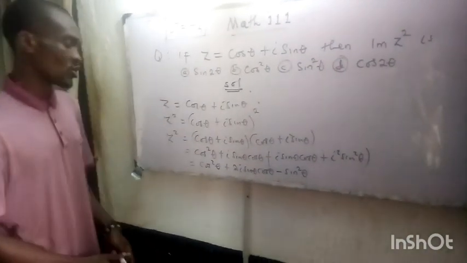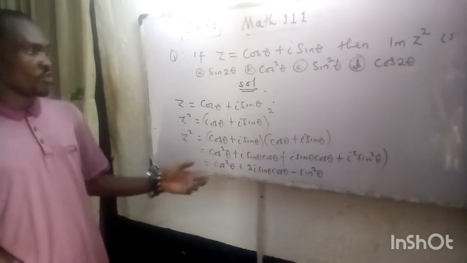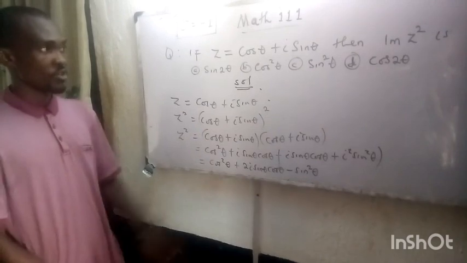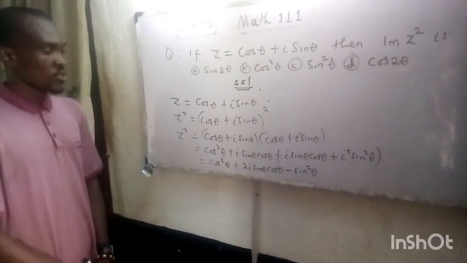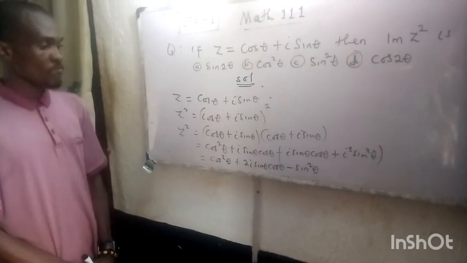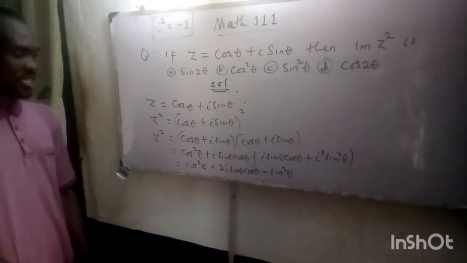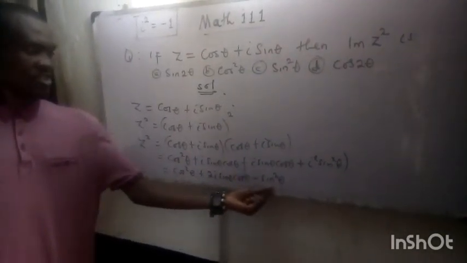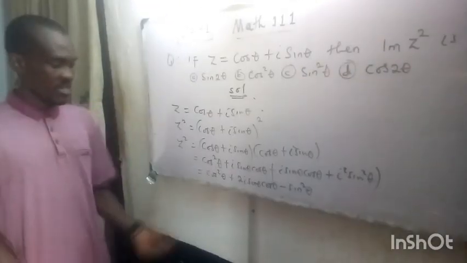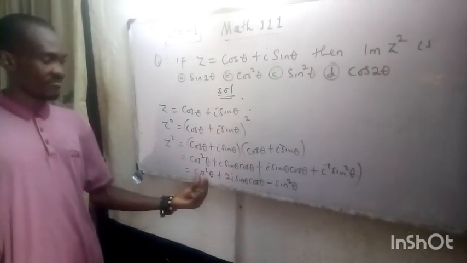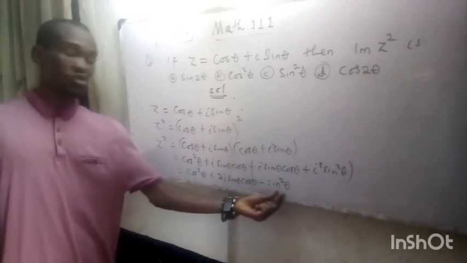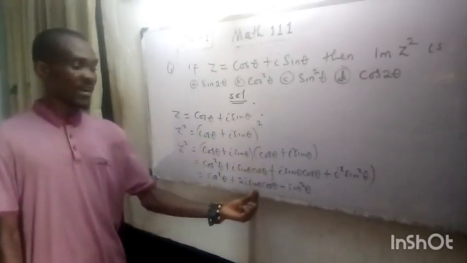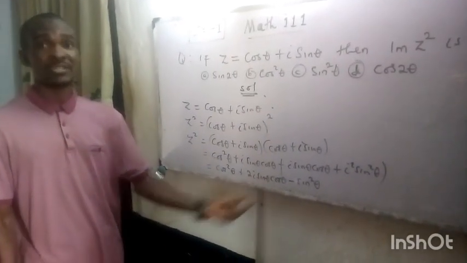So this is actually the square of the polar representation of our complex number, because this is a polar representation of a complex number. So what we are going to do now is to see how to begin to find the imaginary part. So when you look at this, you discover that there is no i here, so this is the real part. There is also no i here, so this is actually the real part. So this is where we find our i. So this is the imaginary part.